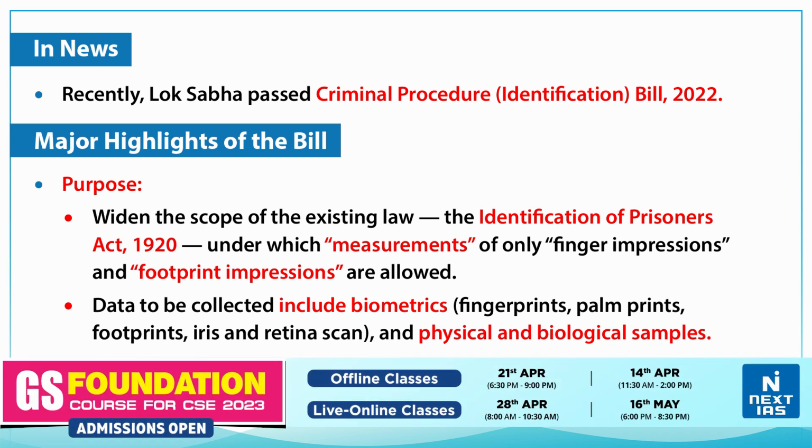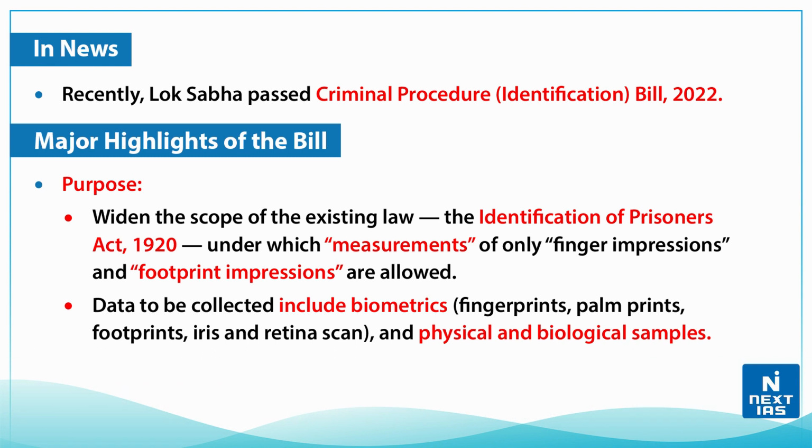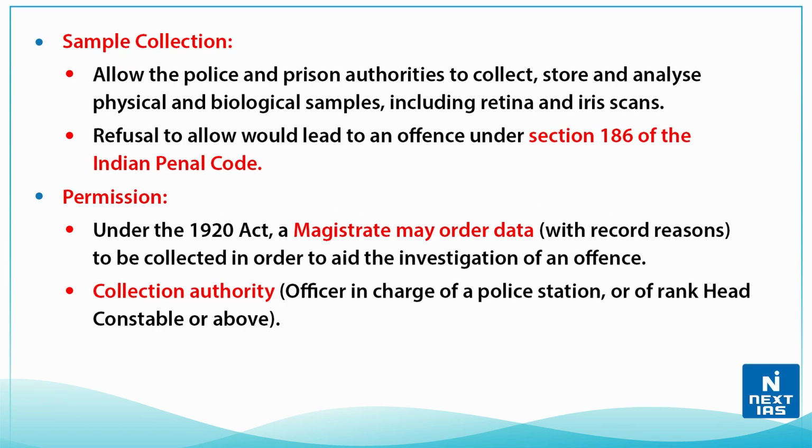Its purpose is to widen the scope of existing law, that is the Identification of Prisoners Act 1920, under which the measurements of only finger impressions and foot impressions were allowed. Data to be collected include biometrics, fingerprints, palm prints, footprints, eye scan, that is the iris and retina scan, and physical and biological samples. This also talks about sample collection.